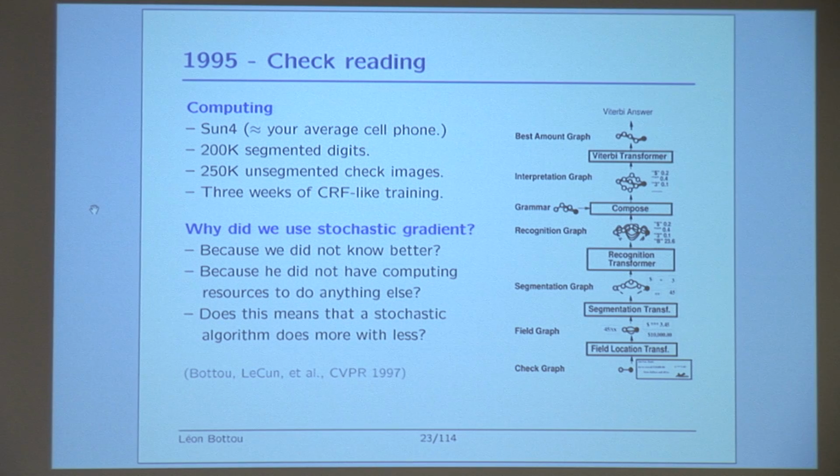So why did we use stochastic gradient? Because we didn't know better? Actually, we knew we had SVMs at that time.